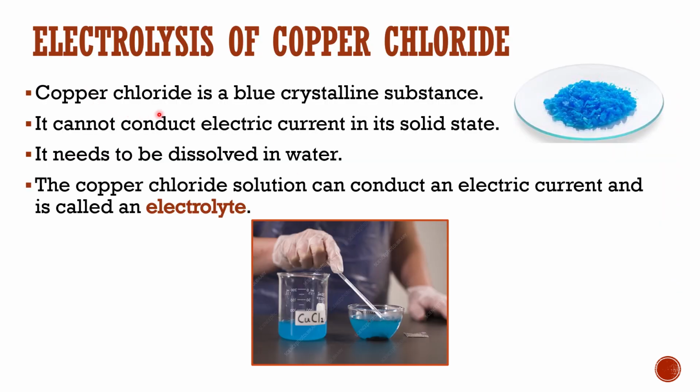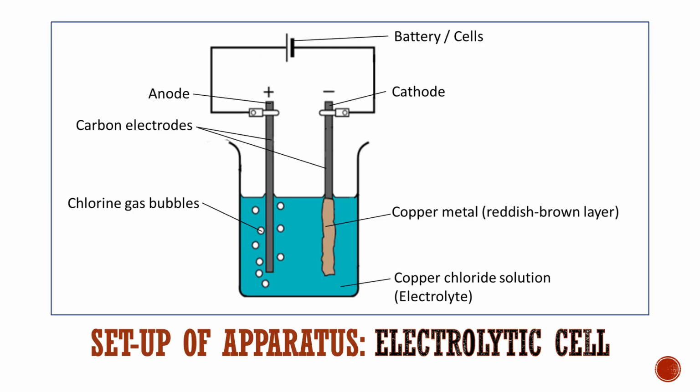Now, copper chloride is normally a blue crystalline substance. It's just blue crystals. It cannot conduct electricity in its solid state, so therefore we need to dissolve it in water first to make this blue copper chloride solution. And this blue copper chloride solution is called the electrolyte because the electric current can be conducted through this electrolyte to make this chemical reaction happen.